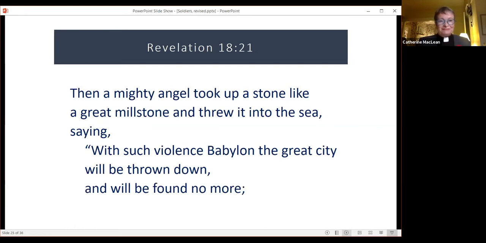This is so exciting. Several chapters later, a mighty angel took up a stone like a great millstone and threw it into the sea, saying, with such violence, Babylon, the great city, will be thrown down and will be found no more. We are called to stand against empire frequently. And here we go. Let's have some time in Revelation when we need to be talking about that. A couple more pieces briefly.